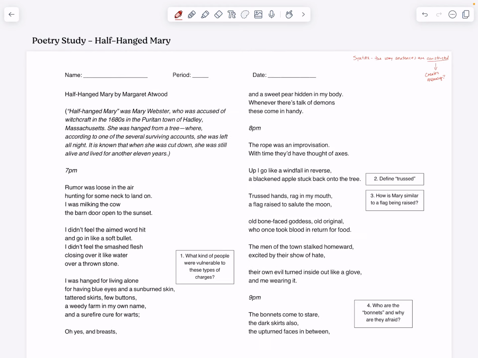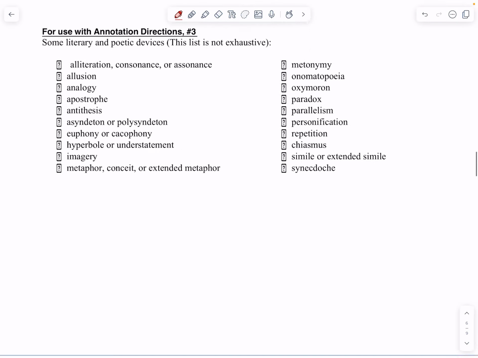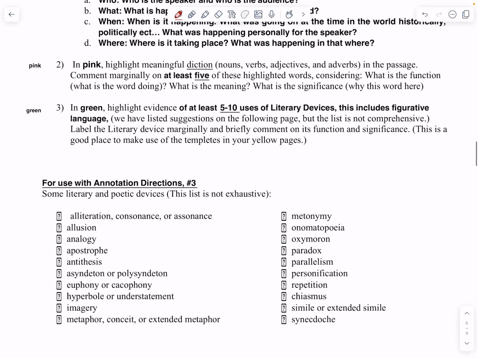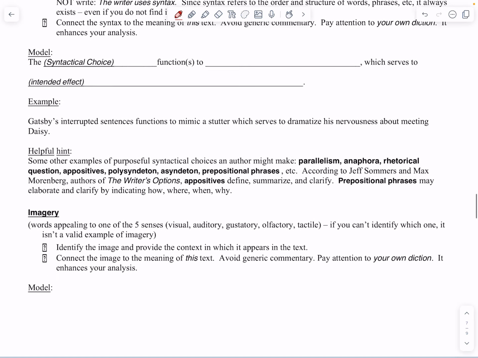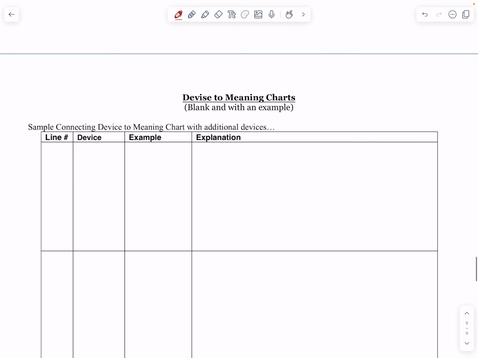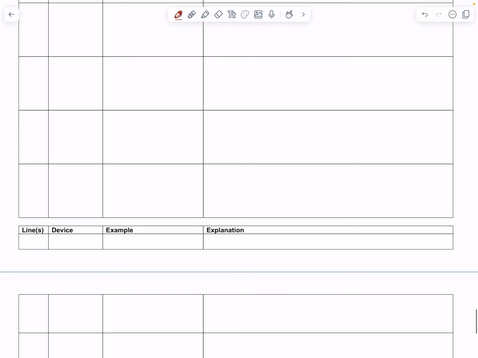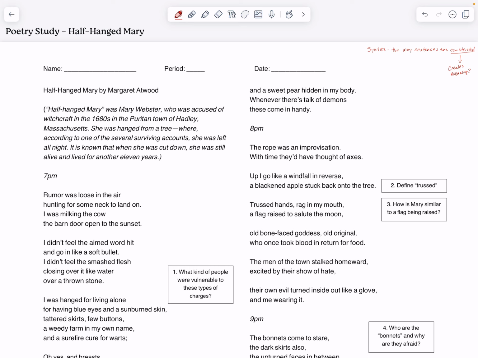Okay, so in this video, we are going to use the poem Half Hanged Mary. We're also going to be looking at the handout that you were given in class, the poetry notating instructions with the models for how to talk about syntax. And then we're going to be using the device to meaning chart that was given to you in class as well. Okay, so let's go ahead and talk about syntax. Again, syntax is the way sentences are constructed. And as I said in class, it might be a little bit of a difficult concept to understand.